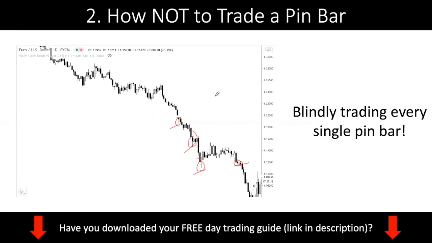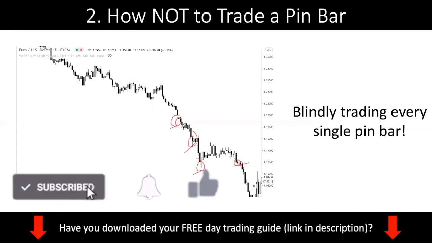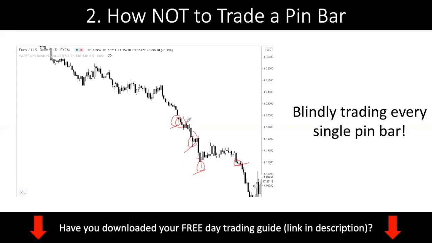You have the entire chart to analyze. Why are you trying to use a single candle to predict the direction of the market? It doesn't make sense, okay? You have the whole entire market structure to make a good decision about whether to buy or sell and when to do it. Why are you only using one candle?